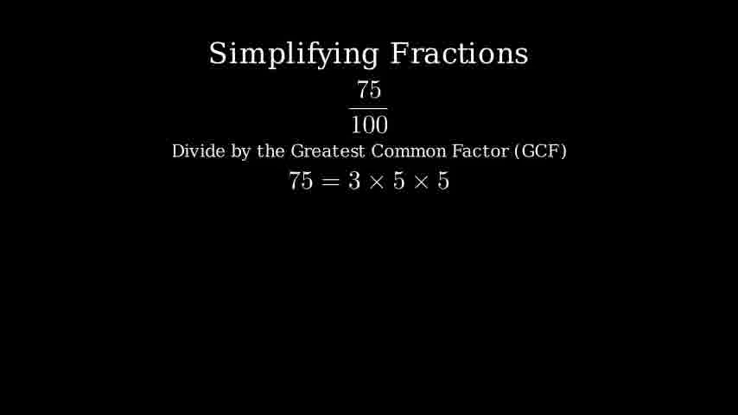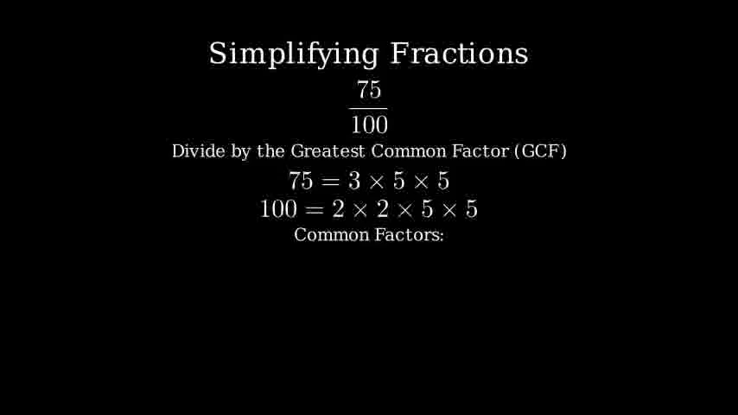Next, let's find the prime factorization of 100. Divide it by 2, and that gives us 50. Divide 50 by 2, and that results in 25, and dividing 25 by 5 gives us 5. Hence, the prime factorization of 100 is 2 times 2 times 5 times 5.